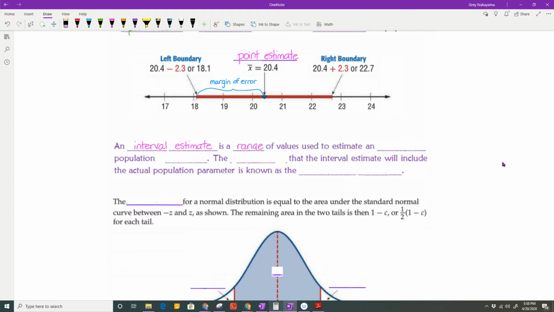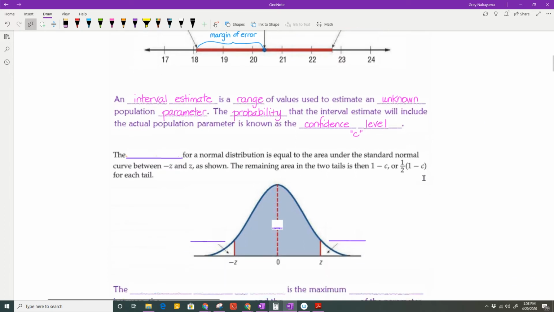Okay. So as I said, that interval estimate, or your left and right boundary, is a range of values used to estimate an unknown population parameter. The probability that the interval estimate will include the actual population parameter is known as a confidence level, denoted by the letter C. Okay, so let's keep going, and then you'll see as we go along. Okay, but that's kind of key. The probability that the interval estimate will include the parameter. That's what the confidence level is.